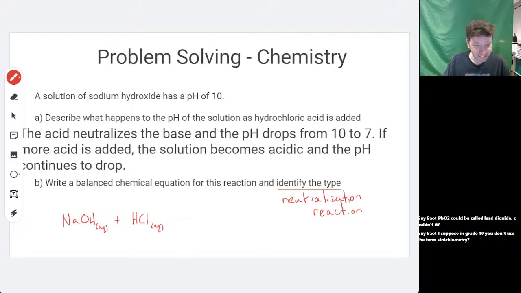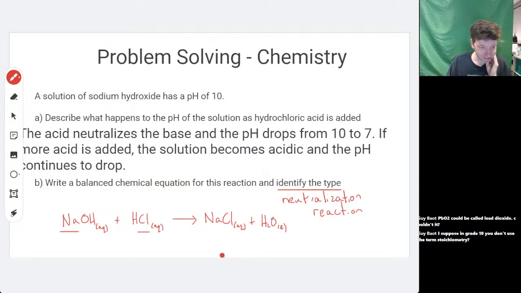And that is going to give us, so in a neutralization reaction, grade 10s should know you get a salt or an ionic compound and water. So our salt is going to be NaCl. So we get sodium chloride plus water. Okay, then we have to balance it.